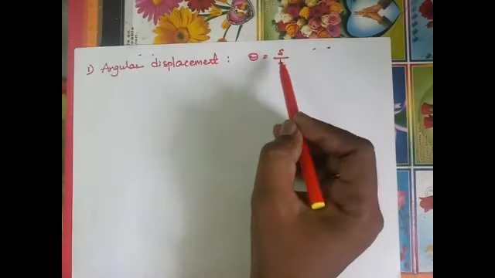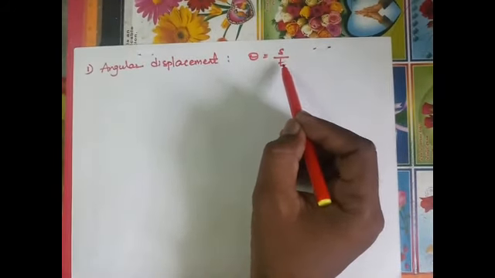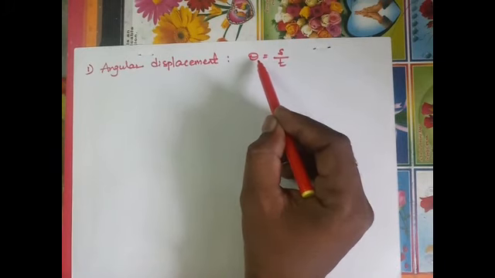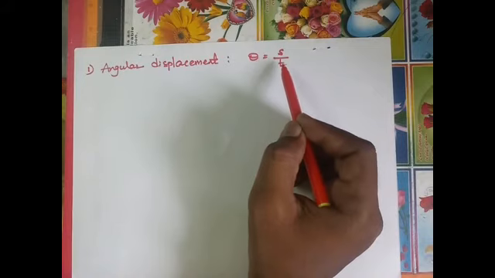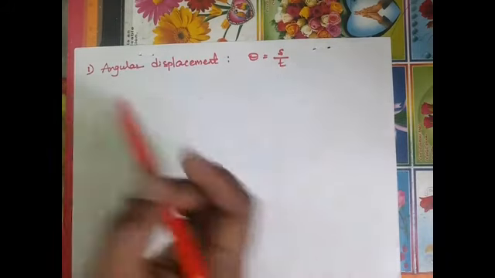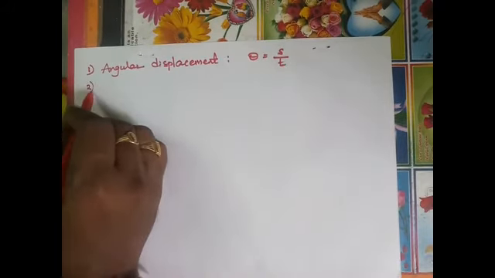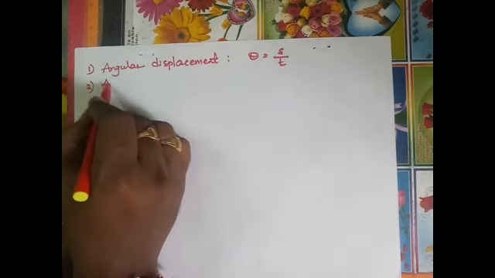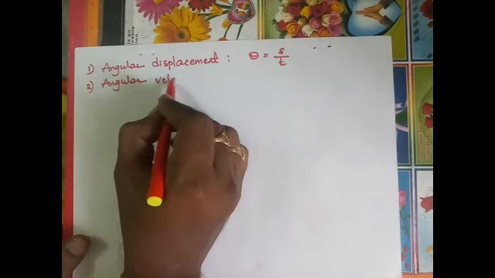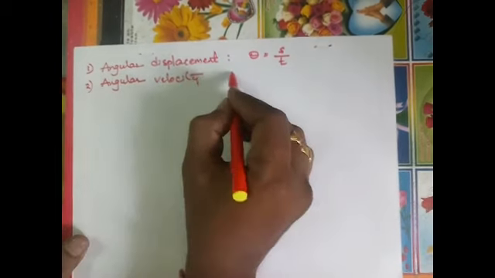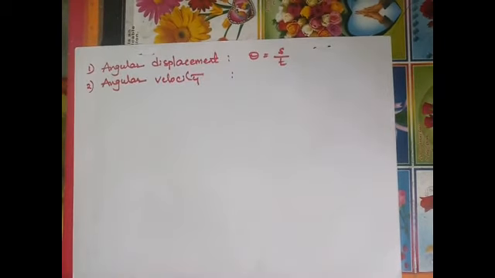The distance travelled per time. Angular displacement theta is equal to s by t. Already I have seen this in the previous class. And the second one is angular velocity. This one also I have seen in the previous class.